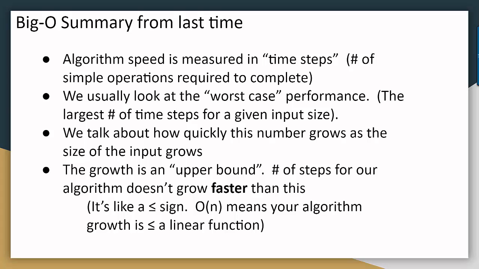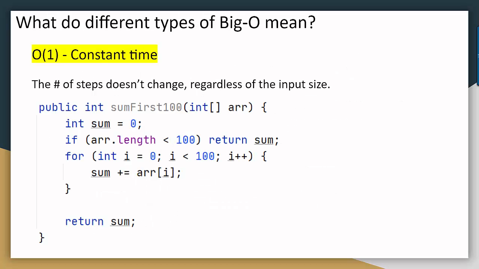And again, we're not talking about how many time steps it takes for a particular input. We're talking about how quickly that number grows. And again, the growth is an upper bound. We're saying the number of time steps for our algorithm doesn't grow faster than this other thing. So you can think about it as a rough classification. We're not saying something very, very specific about your particular algorithm. We're saying your algorithm works more or less like this.